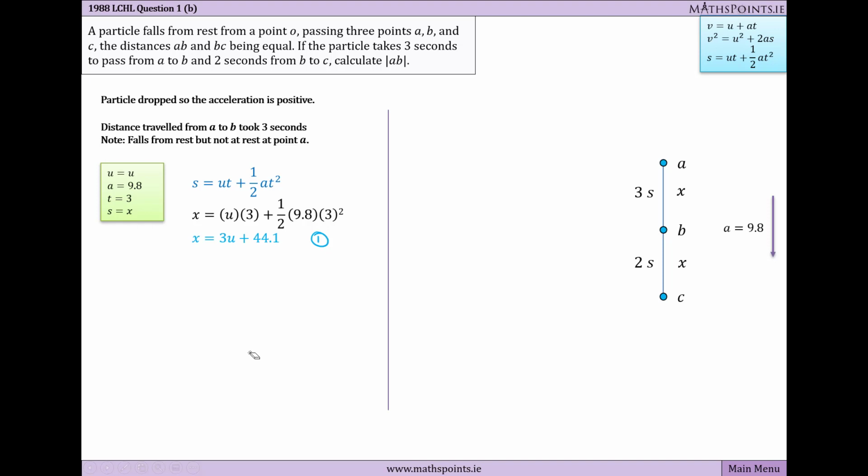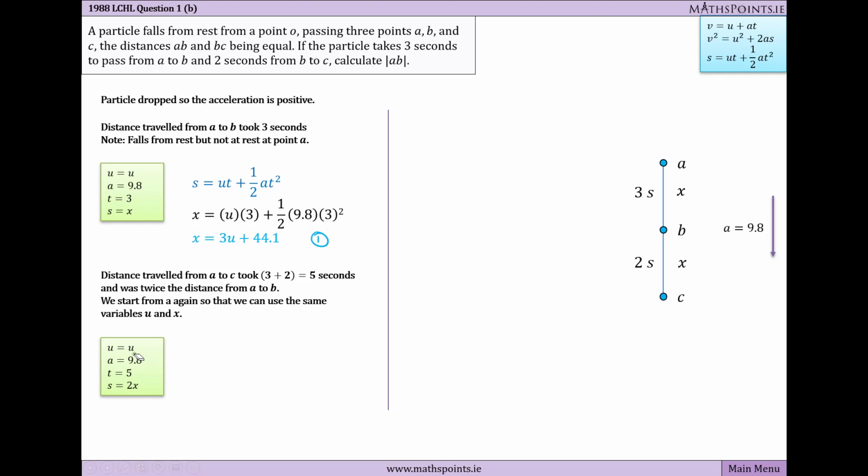The second distance is the distance, remember, from A to C. And the distance from A to C, again, had an initial velocity of u, an acceleration of 9.8. This time it took 5 seconds and the overall distance was 2x. So we're going to sub them into the same distance formula, s equals ut plus a half at squared, to give us that 2x is equal to u times 5 plus a half on 9.8 by 5 squared. And tidying this equation up, we get 2x is equal to 5u plus 122.5. And this is going to become equation 2 for our system of linear equations.